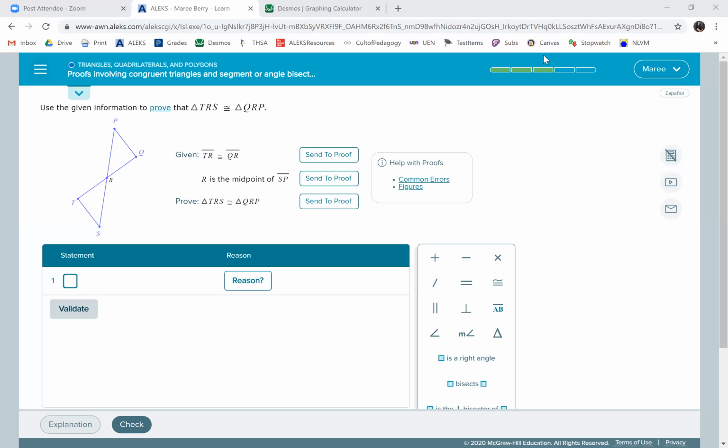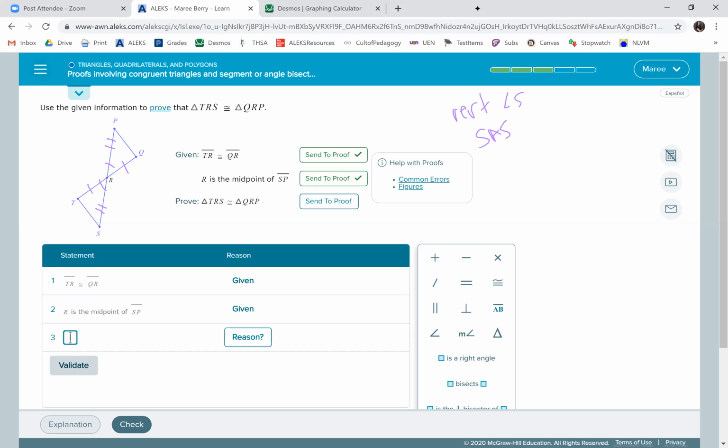Okay, so let's see. TR is congruent to QR. TR, QR, that's given. R is the midpoint of SP. Okay, so definition of midpoint, these will be congruent. And then we're going to do the vertical angles theorem. And then we have what? Side angle side will be our final reason. So we're going to send this to proof. We're going to talk about the definition of midpoint.